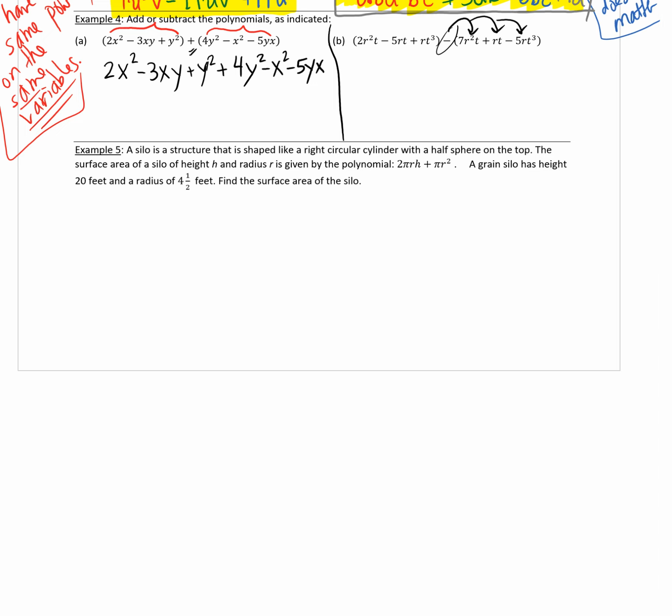So now I'll just look from left to right, because again, it doesn't matter what order your terms are in. The first term I see is 2x squared. Now I have to look for another term that has an x squared. Okay, down toward the end I see another x squared. But those are the only ones that have an x squared. So 2x squared minus x squared, that'll make 1x squared, or just x squared.